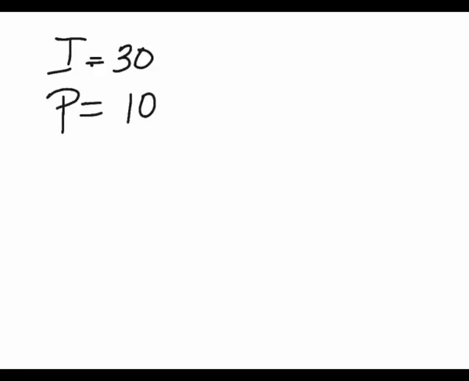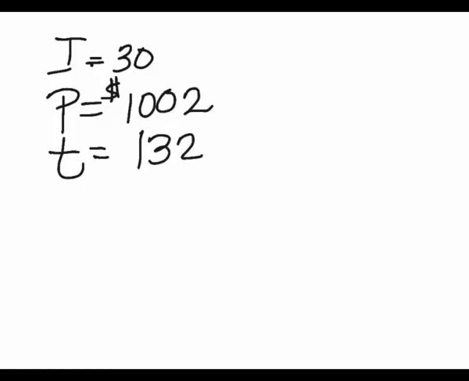Okay, so now I'm ready to work it out. Okay, I know that I is 30, because that's how much I'm paying to borrow money. How much am I borrowing right now? $1,002. So that's P. Okay? For how long before I have to pay this back? 132 days. Now it's already a flag. I can't have it in days. So I'm going to come over here and do my conversion.